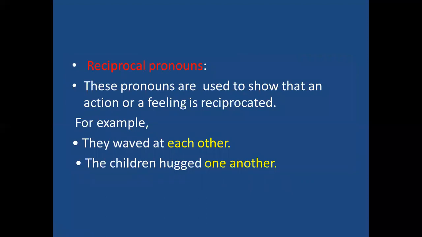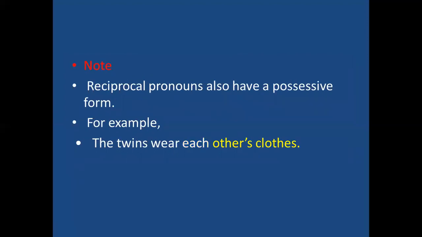Next kind of pronoun is known as reciprocal pronouns. These pronouns are used to show that an action or a feeling is reciprocated. For example, they waved at each other. There is a connection between both. That is, connection is brought about with this pronoun. They waved at each other. The children hugged one another. Reciprocal pronouns also have a possessive form. The twins wear each other's clothes. Each other's clothes is the possessive form of the pronoun.